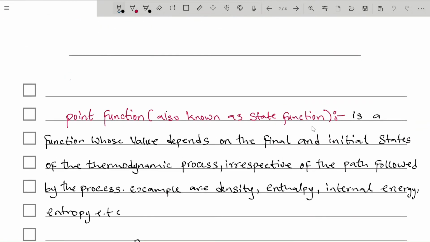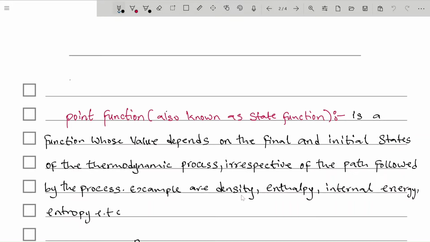Moving down to point function. What is point function? Point function is also known as state function. It is a function whose value depends on the final and initial state of the thermodynamic process, irrespective of the path followed. It doesn't depend on the path. It depends on the state, irrespective of the path followed by the process.